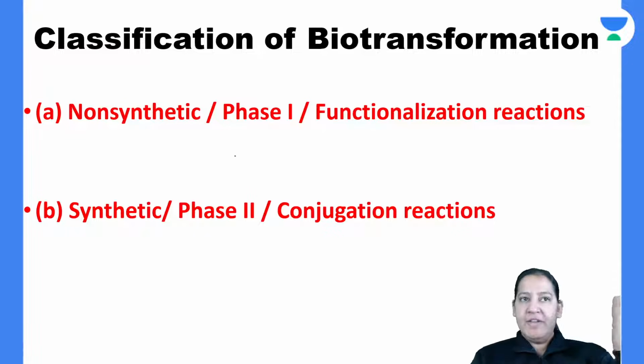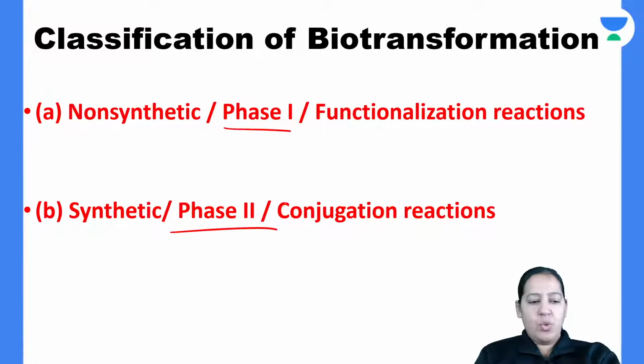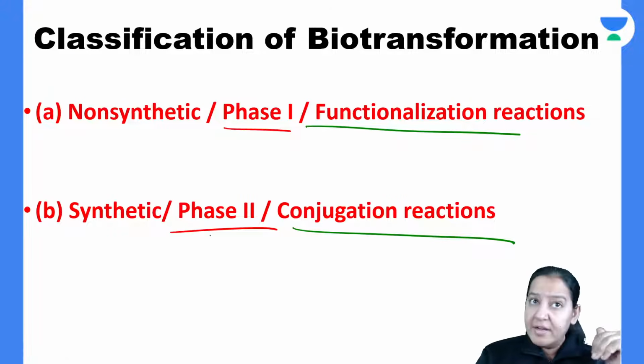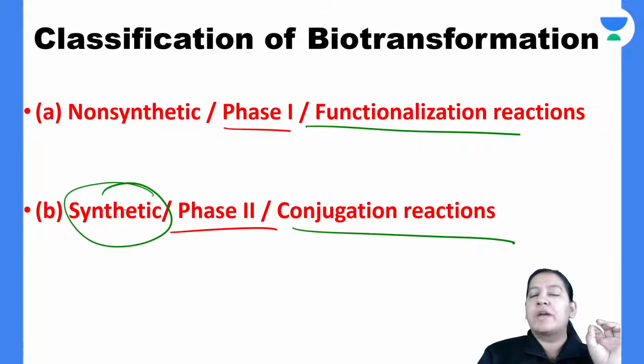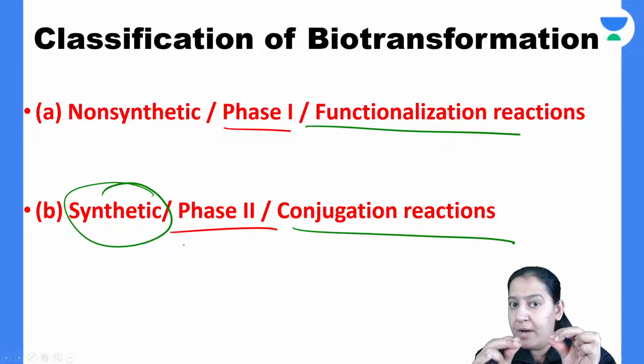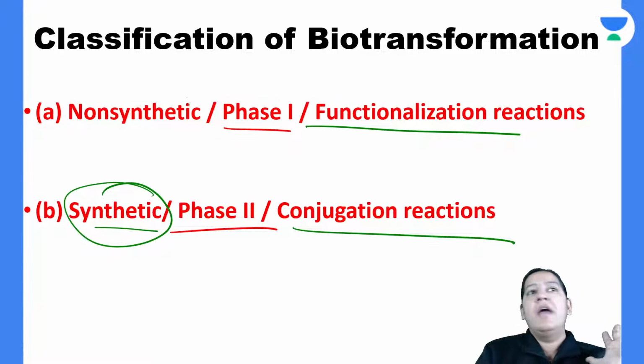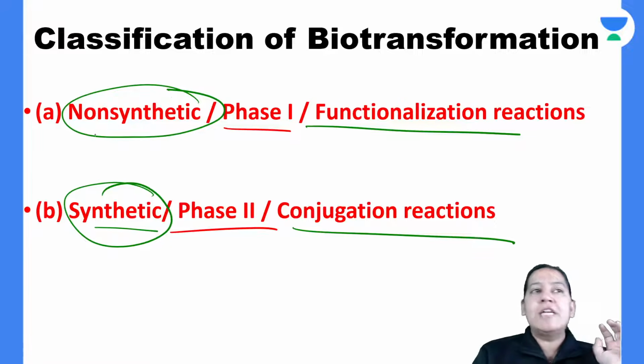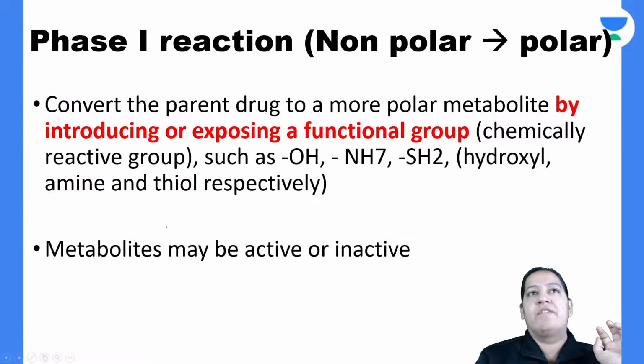So we have seen it is phase 1, phase 2. Phase 1 is functionalization. Phase 2 is conjugation. Another name is given because in phase 2 a new product is formed. A couple is formed, that is a synthetic reaction. And here in phase 1 nothing new is formed, only that compound in which functional groups are exposed. That's why the names non-synthetic and synthetic are also given.